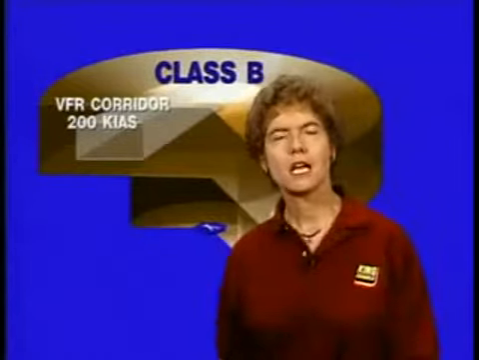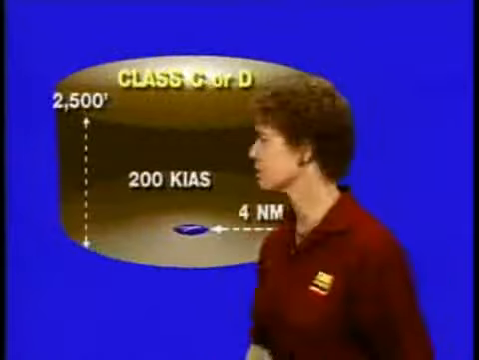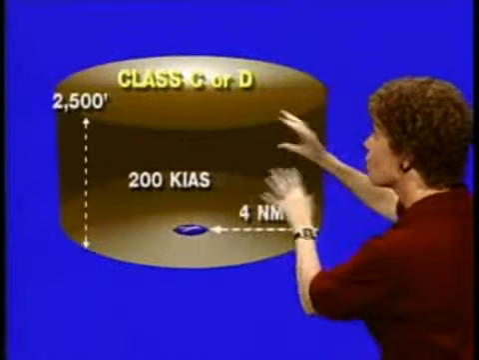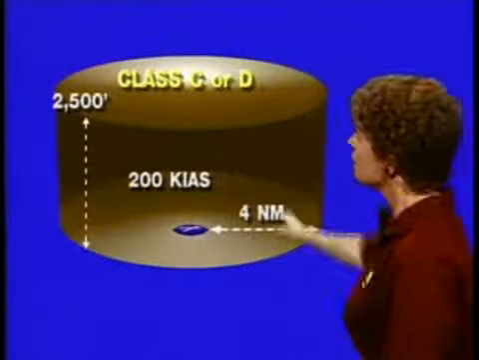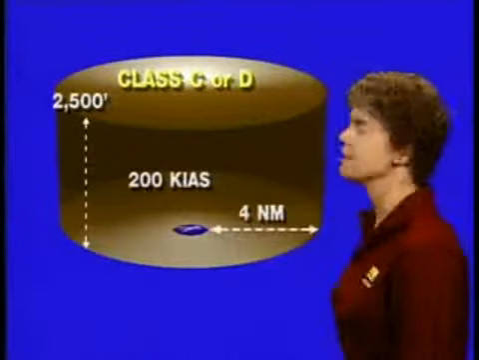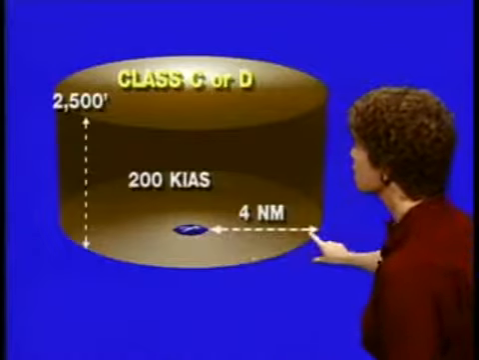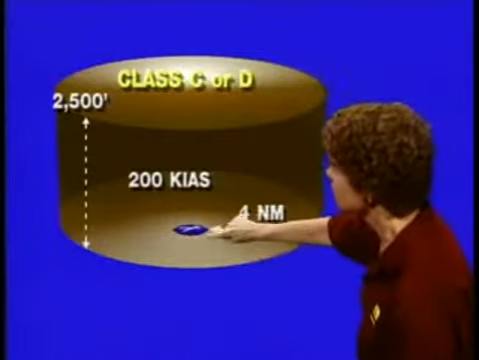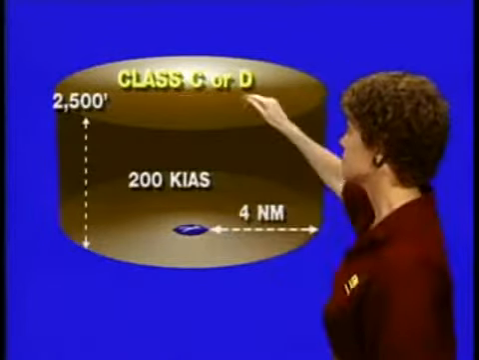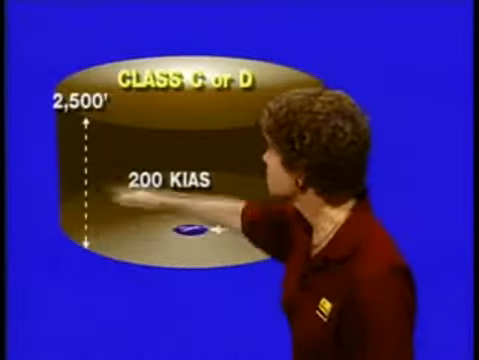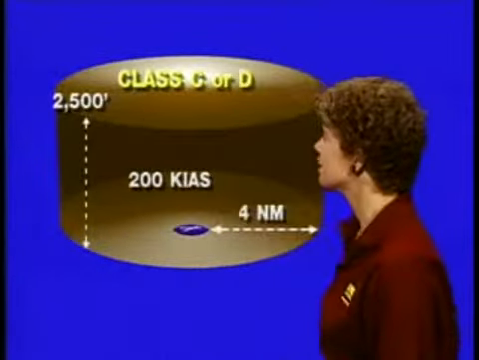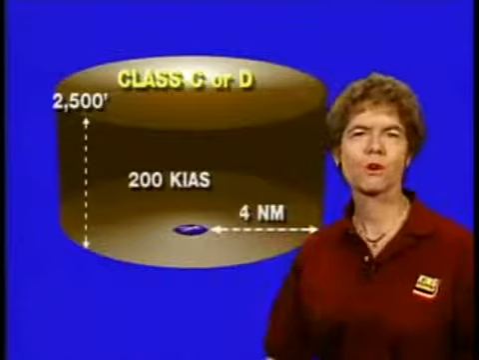How about Class C and D airspace? With Class C or D airspace, you have an indicated airspeed limit of 200 knots if you are within a 4 nautical mile radius of the primary airport in Class C or D airspace, up to 2,500 feet above the airport surface.